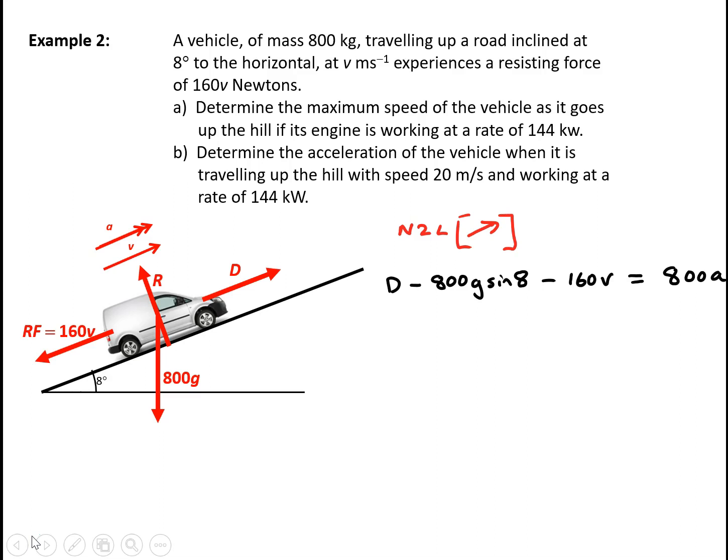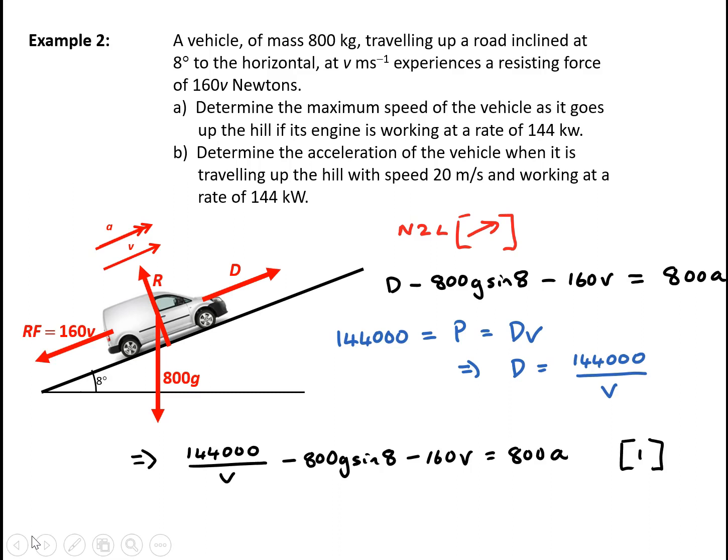Now we know that throughout this question the power output of the van is 144,000 watts. So we've got the power 144,000 must equal D times V. So D must be 144,000 divided by V. So our equation that we're going to be using throughout this question is 144,000 divided by V minus 800g sine 8 minus 160v equals 800a.